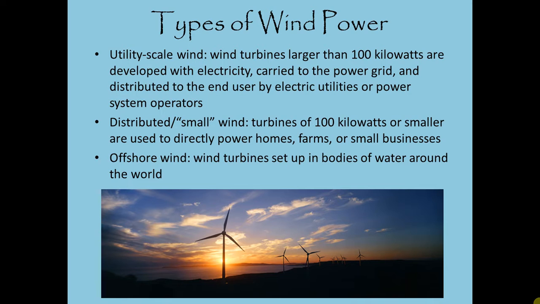There are 3 major types of wind power. First, utility scale wind is the largest type, with wind turbines of 100 kilowatt capacity or greater. This electricity is carried to the power grid, and electric utilities and power system operators distribute it to the user. Distributed wind, which is also known as small wind, is when there are turbines of 100 kilowatts or smaller. This wind is used to directly power homes, farms, and small businesses. And lastly, offshore wind is for wind turbines that are set up in bodies of water around the world.